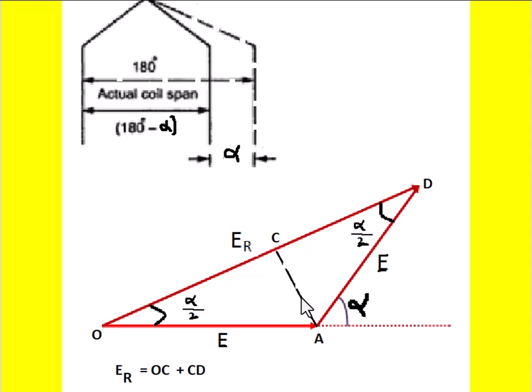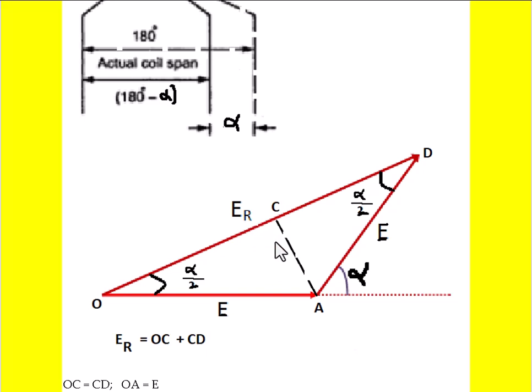Once it is drawn, this is nothing but a triangle OCA, that is a right angled triangle. This angle is 90 degrees. If you know this angle, it is possible to calculate what is ER, because this OC is equal to CD. If you calculate OC, then automatically ER is equal to 2 into OC.